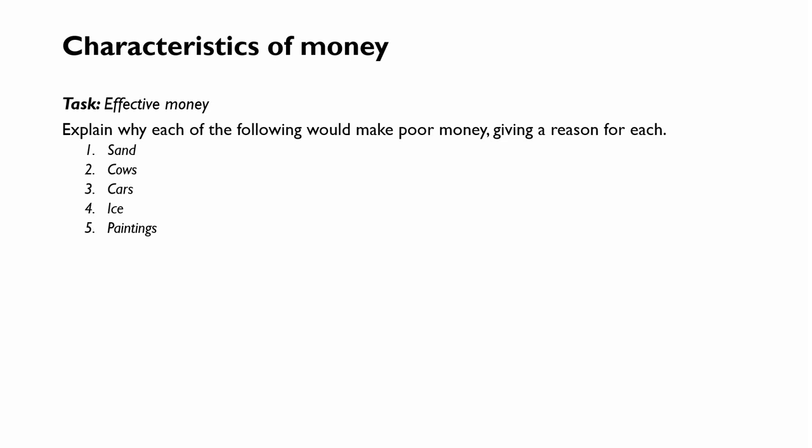It's fairly ludicrous, isn't it? But hopefully it's fairly obvious. Sand is not scarce. Cows, well, they're not durable. They're not portable, and they're probably not very divisible. Cars are portable, but they're definitely not divisible, and they're not very portable. Ice is certainly not durable, is it? It melts. And paintings, I guess we could say a few things about paintings, but they're certainly not universally acceptable.